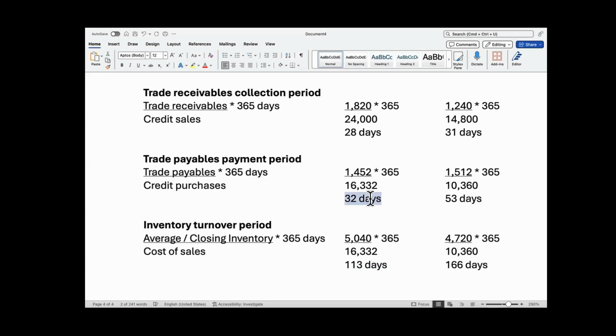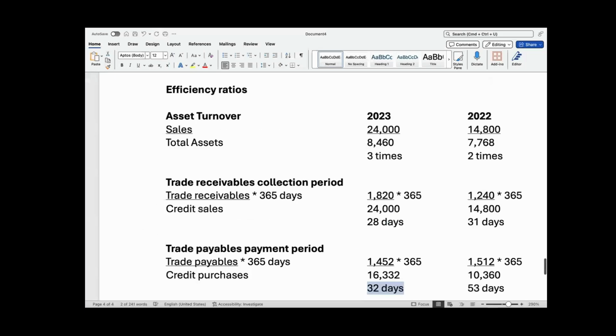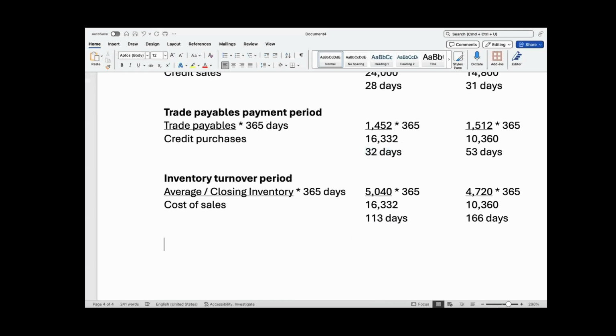Okay, these four ratios are sufficient for your efficiency ratios. So let's go to liquidity ratios. I think there are like three. I'll have the current ratio.